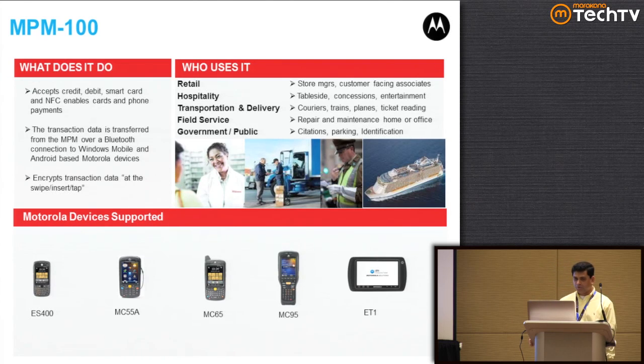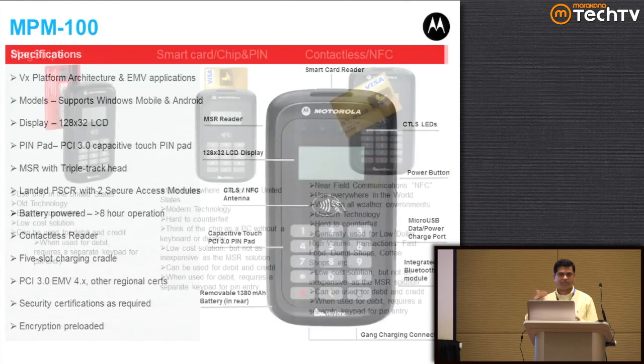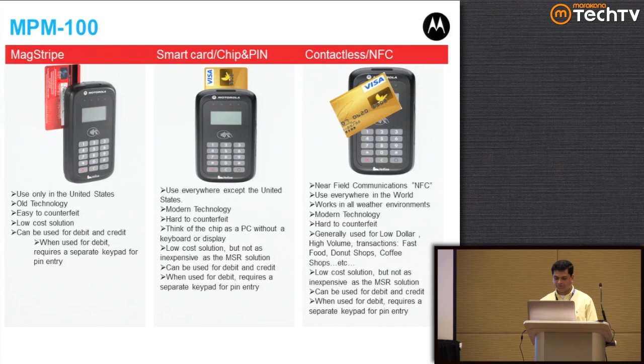A bunch of our devices support this MPM 100: ES400, MC55, MC65, MC95, ET1, MC75A. You can use all of those. Pretty much any device with Bluetooth can work with this, but we are limiting the number of devices for now because we don't want to support too many right from the beginning. These are specifications. I'm going to skip this because you can see what it's capable of. It has a small display that can show whether it is credit or debit, and whether you accept it. Those kinds of things.